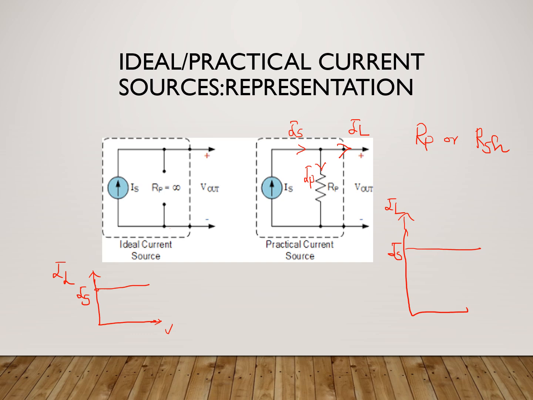So when you show the representation of a practical current source, this is how it is going to be. This is your load current. This is the ideal current case where Rp is infinity, and this is depending upon the value of your Rp. So depending upon the value of your resistance, the load current is going to change. So the shunt resistance should be made as high as possible. That is how the design is done.